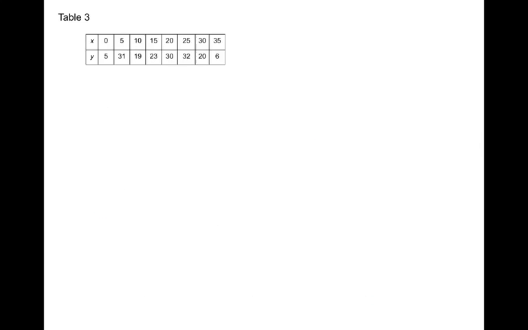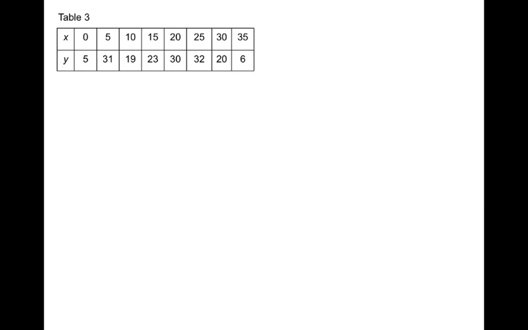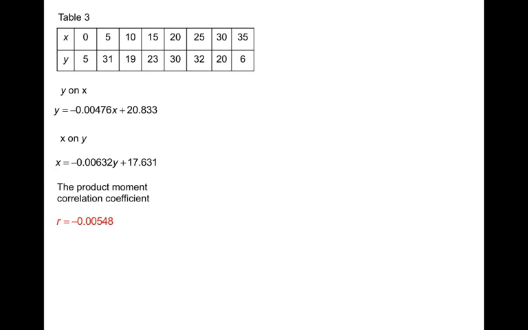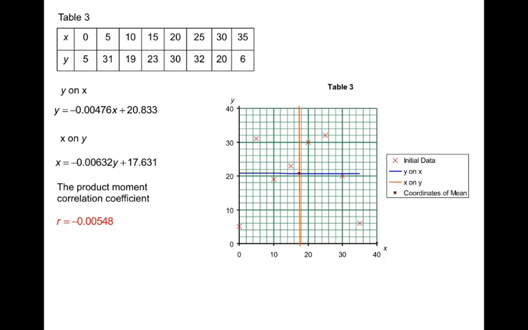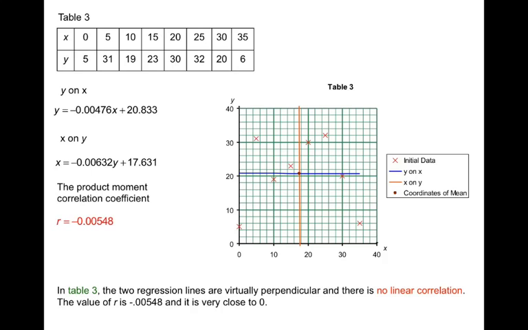Table 3, got that data there. Y on X and X on Y lines. The product moment correlation coefficient is that, very, very close to 0. There's my graph. In table 3, the two regression lines are virtually perpendicular. There is no linear correlation. The value of R is minus 0.000548, which is very close to 0.